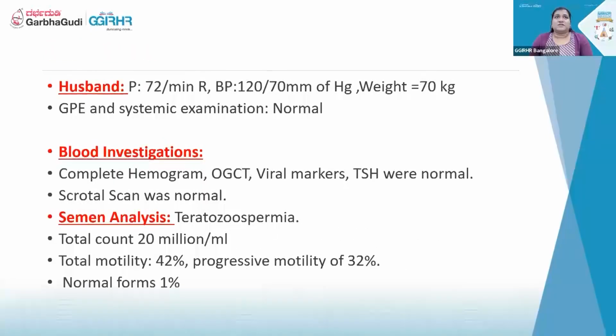Then the husband's general physical examination was normal. Investigations were also normal. Semen analysis showed teratozoospermia with normal forms of just 1%. Count and motility were normal, but the normal forms were just 1%.